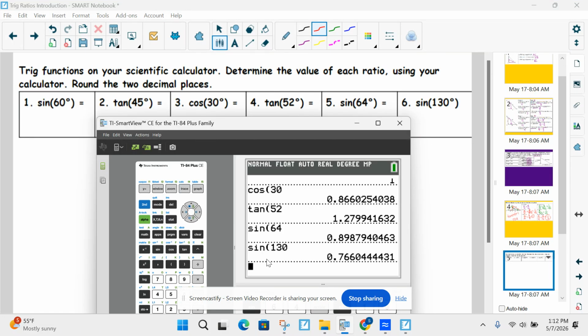Even though you can't have an angle that's 130 degrees in a right triangle, the reference angle would be the difference between 180 and 130, which is 50. So if you found the sine of 50, it would be the same thing. So you write those in your answers.